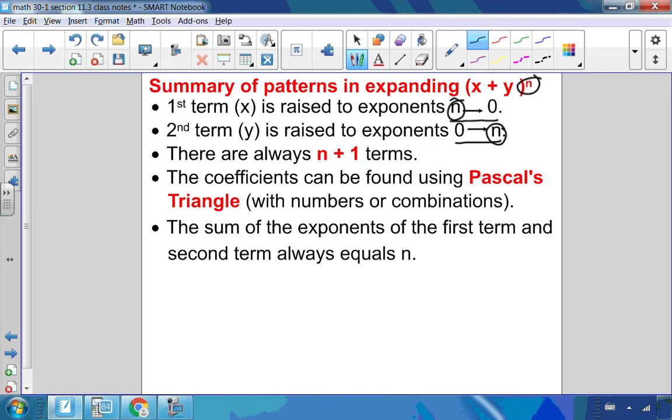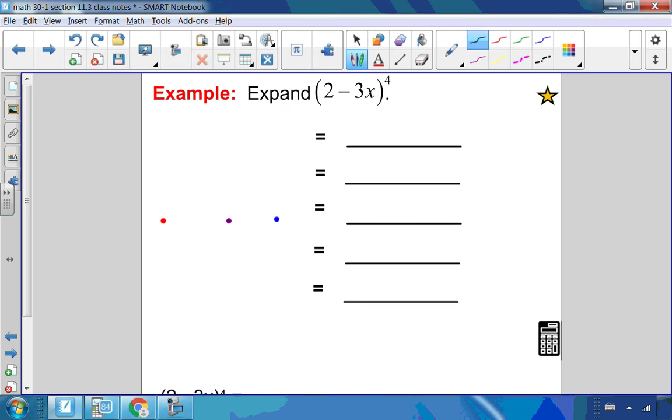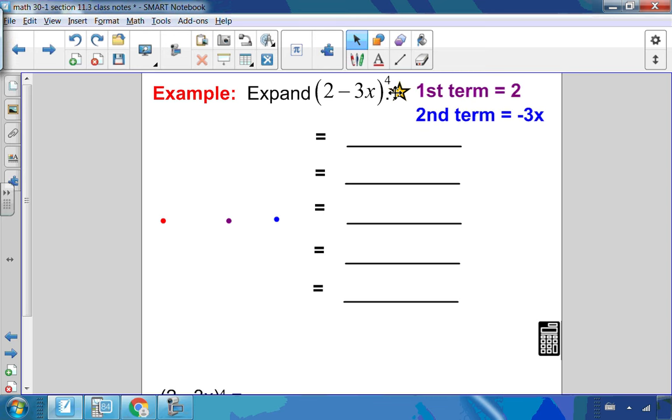Okay, now not every problem is just going to be x plus y, but we're going to use the idea of first term x, second term y to expand this. So here is a difference. I'm going to still use the same ideas, but my first term isn't x, my second term isn't y. In this case here, my first term is a 2, and my second term, paying attention to signs, is a -3x.